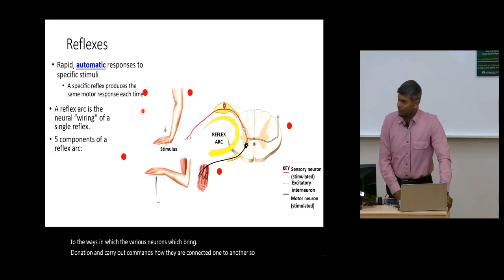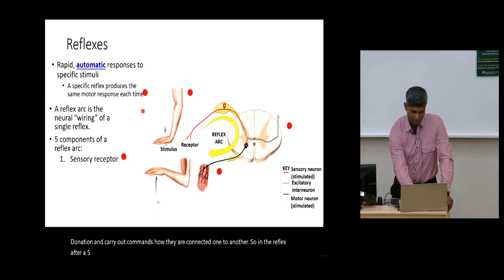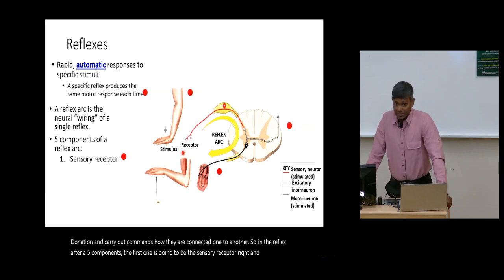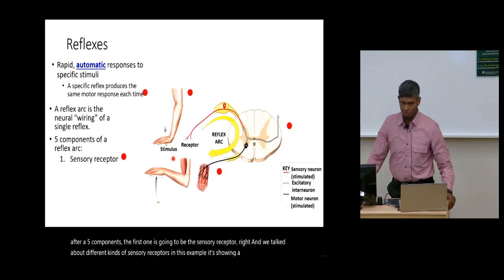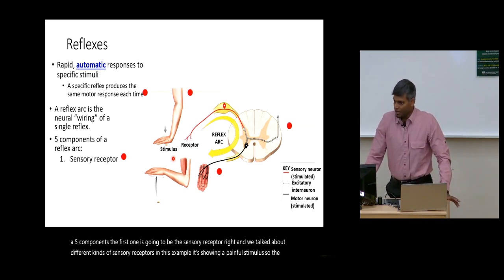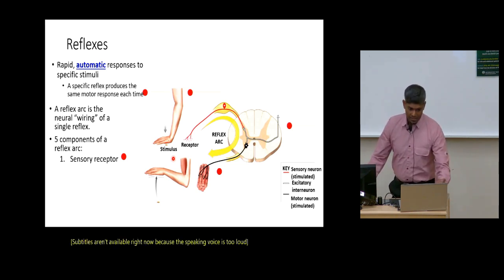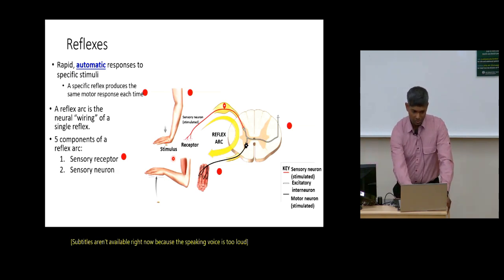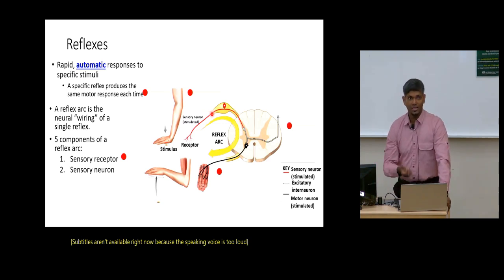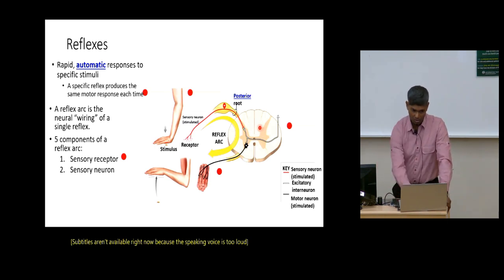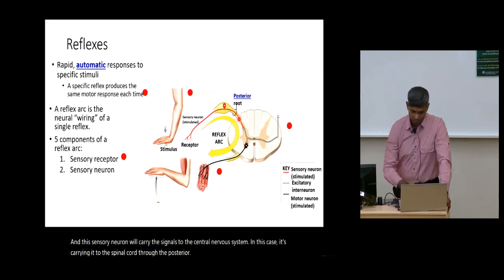So in the reflex arc there are 5 components. The first one is going to be the sensory receptor, right? And we talked about different kinds of sensory receptors. In this example it's showing a painful stimulus, so the sensory receptor could be a free nerve ending. And this sensory receptor is going to send signals to a sensory neuron shown here in red, and this sensory neuron will carry the signals to the central nervous system. In this case it's carrying it to the spinal cord through the posterior root.